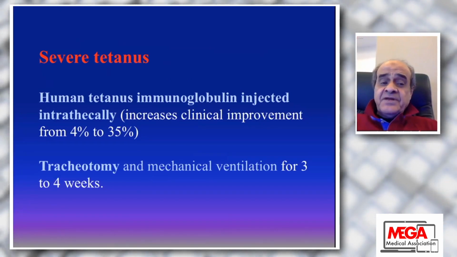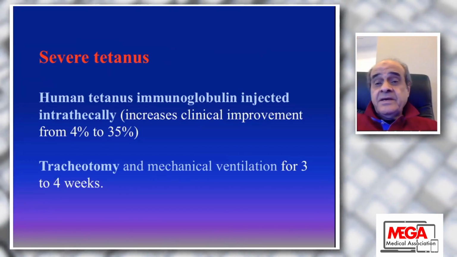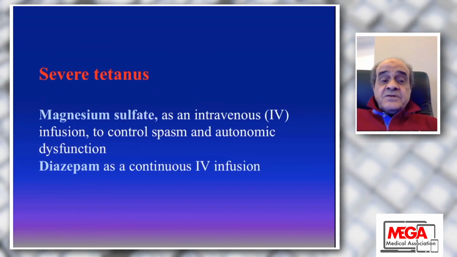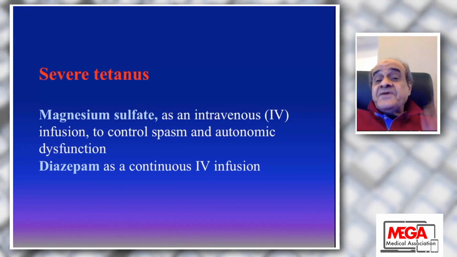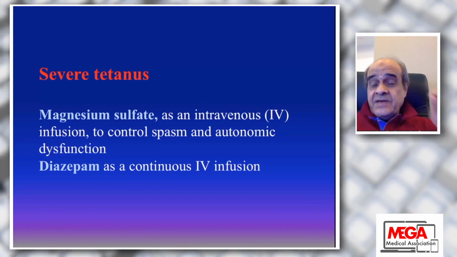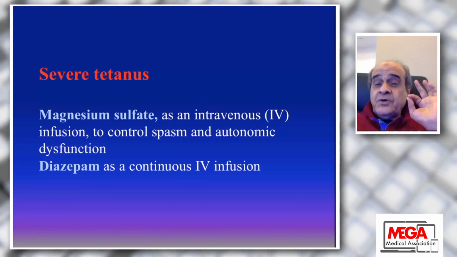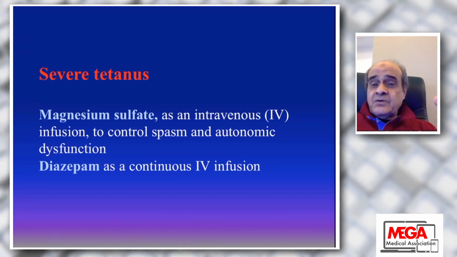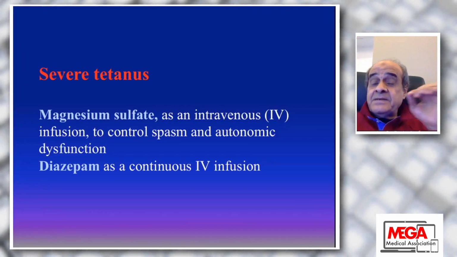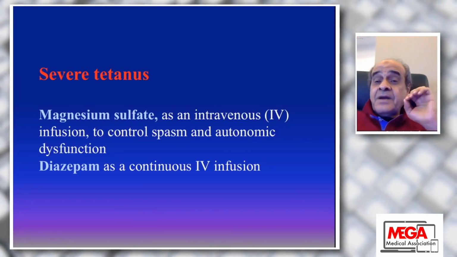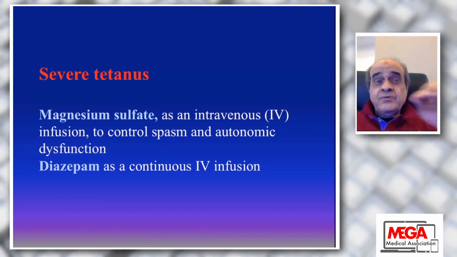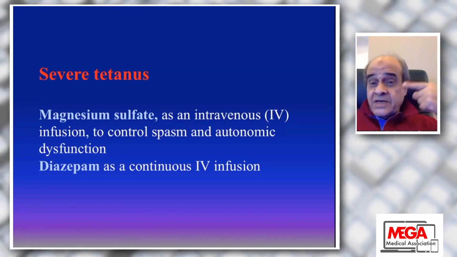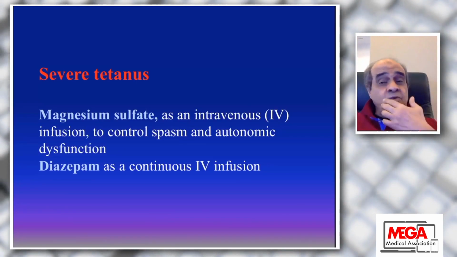Tracheotomy and mechanical ventilation for 3 to 4 days, and caring for the patient on ventilation is very important. In severe tetanus also, magnesium sulfate is very important in such situations. I saw many patients not responding even to muscle relaxants, and we were forced to increase our doses of muscle relaxants. Magnesium is really good, it gives us a dramatic response in such patients. We give it through infusion, 1 gram, 2 grams, 3 grams every hour for such patients. Very important in addition to benzodiazepine.